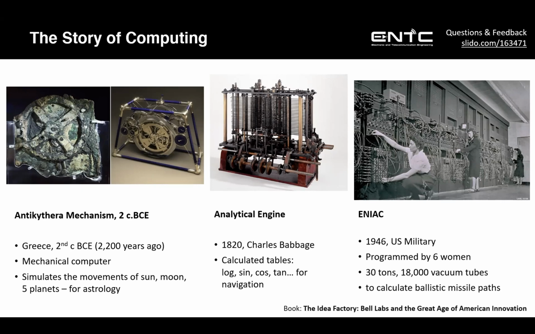Then from there we had ENIAC, a computer built by the US military in 1946. Through this time, these were not discrete devices; they had been improving step by step. By 1946, you have one of the largest machines, 30 tons in weight with 18,000 vacuum tubes. It filled an entire building, multiple rooms. It was programmed by 6 women, actually. The programming was done by switching wires and cables.